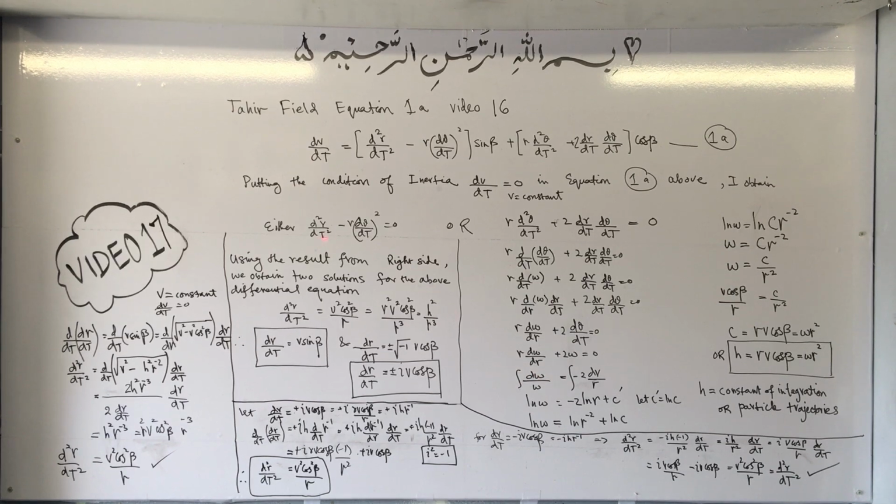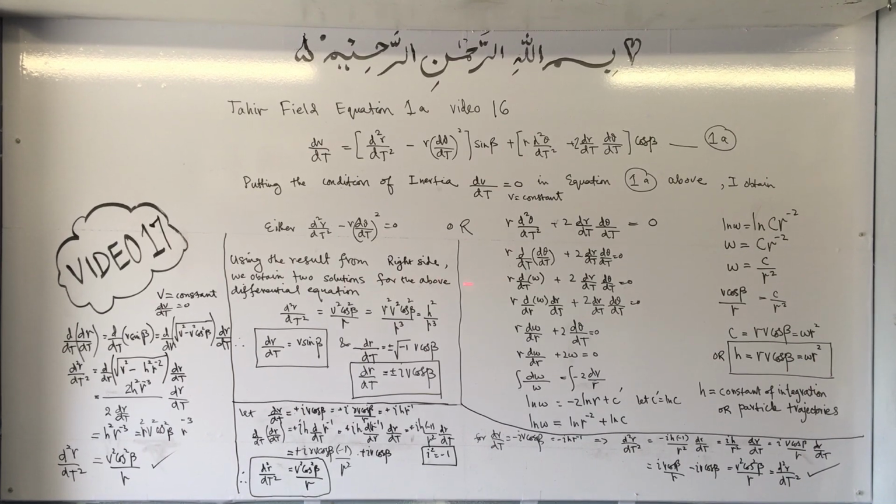Okay, so let's get back to the other equation, d square r over dt square minus r (d theta over dt) whole square is equal to 0. Using the result from the other equation, h is equal to r v cos beta is equal to omega r square, we obtain two solutions for the above differential equation. For this differential equation, when we use h is equal to r v cos beta, we get two results.